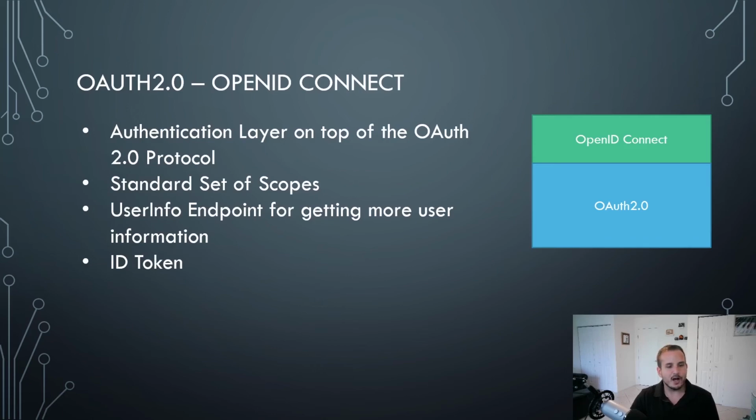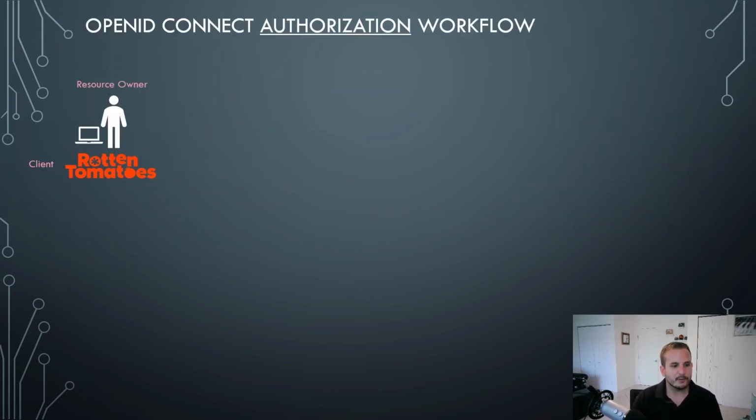Essentially, it's a layer on top of the OAuth 2.0 workflow that we have in place today to add additional capabilities for identity. So now we have things like a standard set of scopes for the identity for the user. We have a new endpoint called user info for getting more user information, and we have an ID token that can now be used to get that information for the actual user. All right, so let's talk through the OpenID Connect authorization workflow.